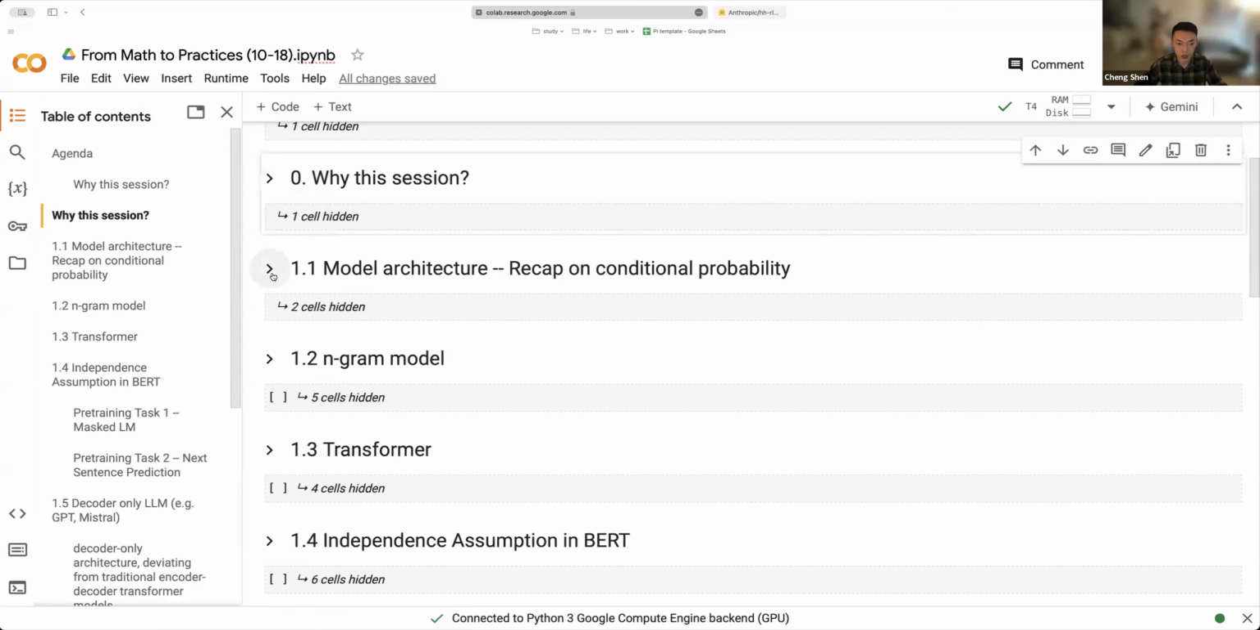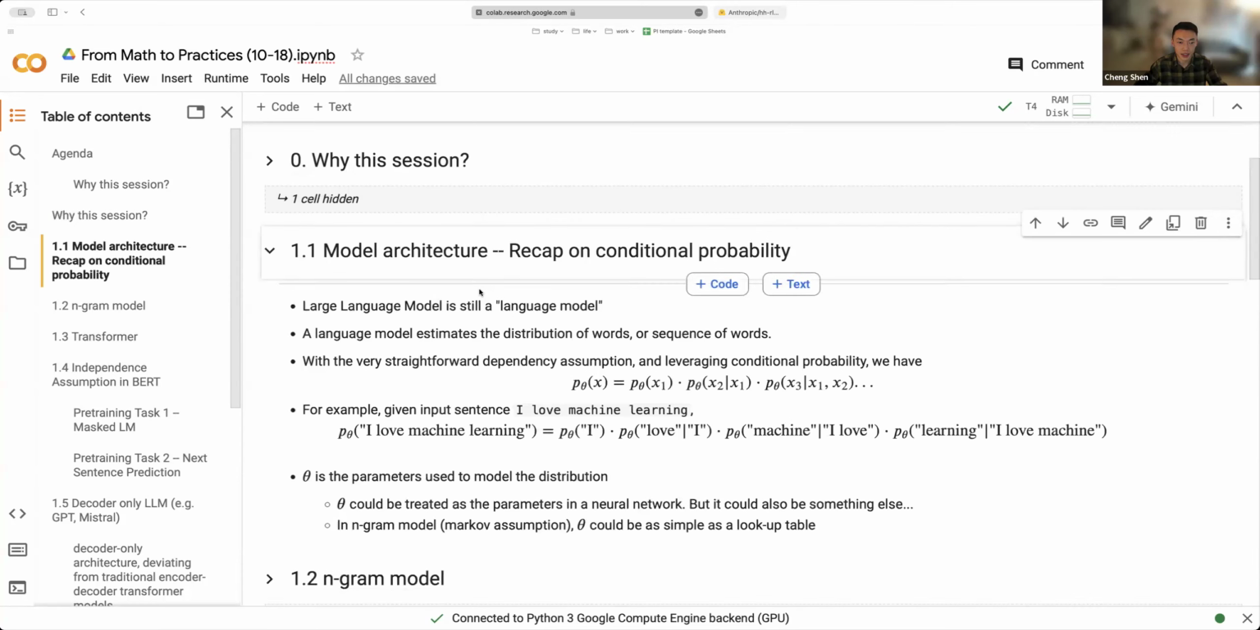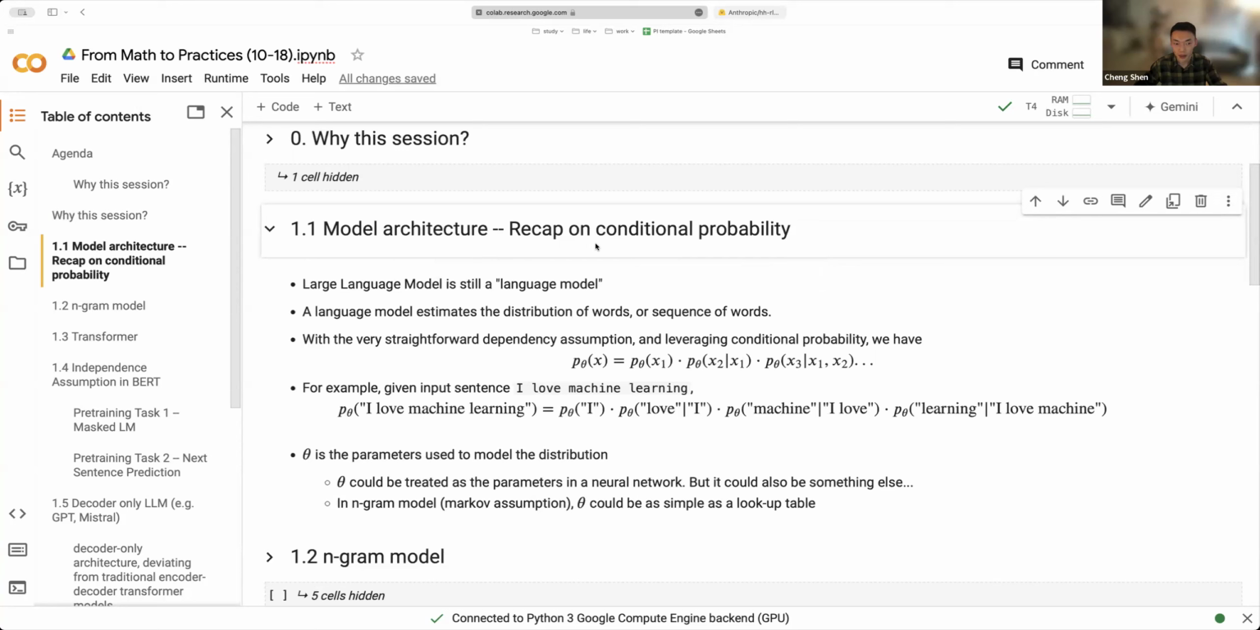To start with, I'll begin with a recap on conditional probability. Because a large language model, although it's large, is still a language model. And a language model is used to estimate the distribution of words or sequences of words. The very basic idea for a language model is, given an input sentence, how likely is this sentence to actually occur in this language. So it's actually a probability model.